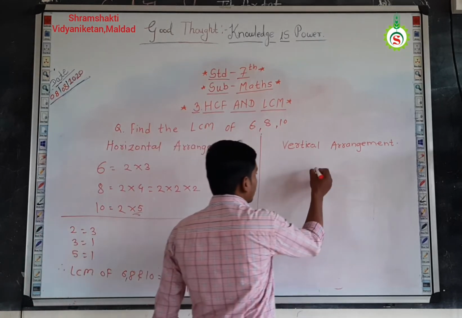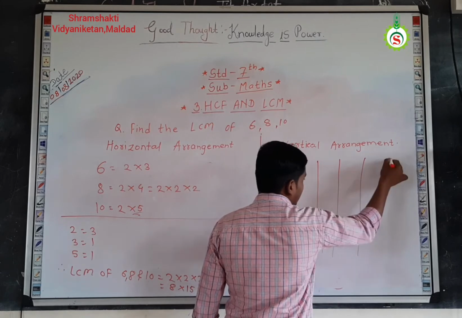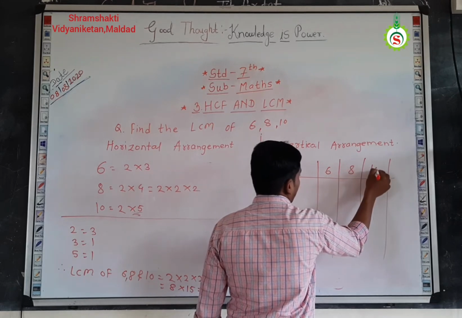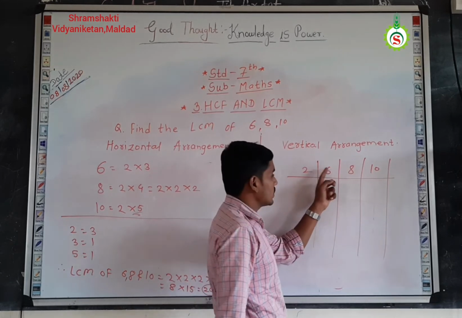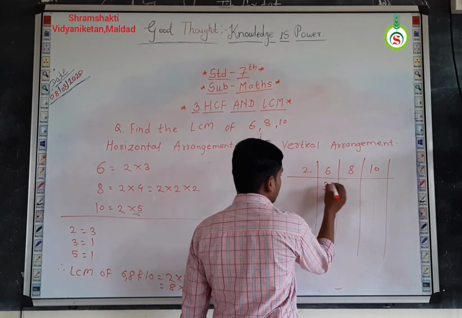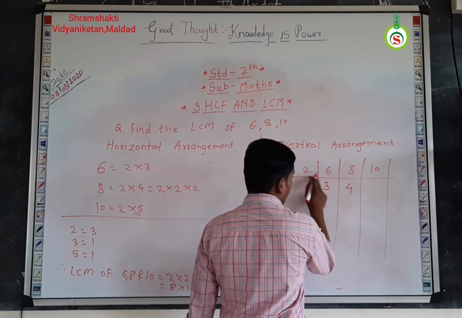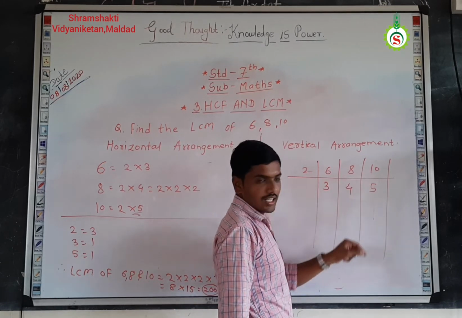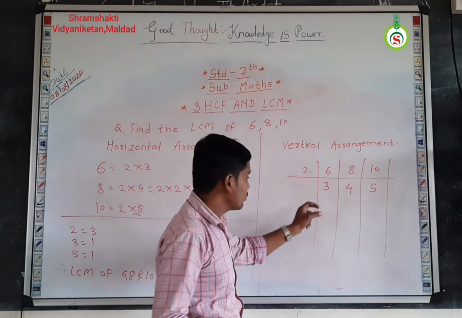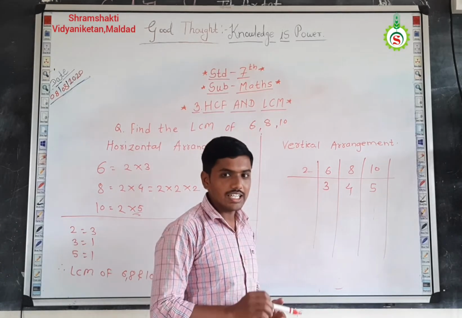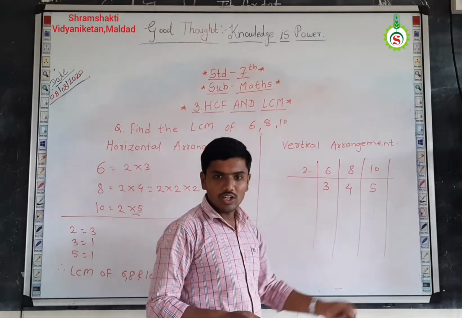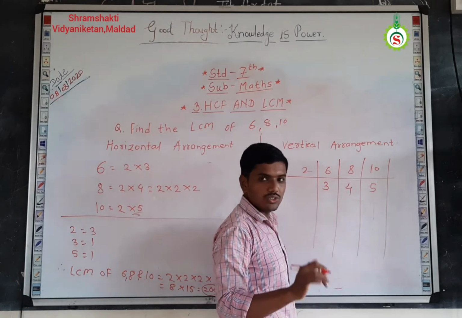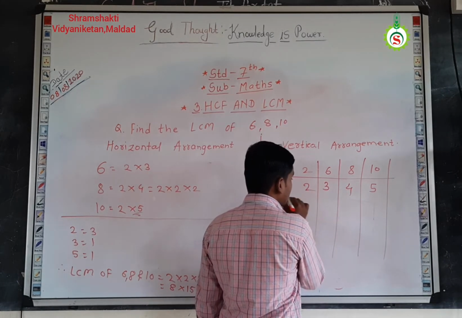Now if I want to find it by the vertical arrangement, how many numbers are there? 3 numbers. So I will make 3 columns. So 6, 8, 10. Which is the smallest number which will divide 6, 8 and 10? Obviously 2. So 2 3s are 6, 2 4s are 8 and 2 5s are 10. Okay. Now which number will divide 3, 4 and 5? Is there any number which will divide 3, 4 and 5? No. But 4 is not a prime number, so again I will divide by 2.